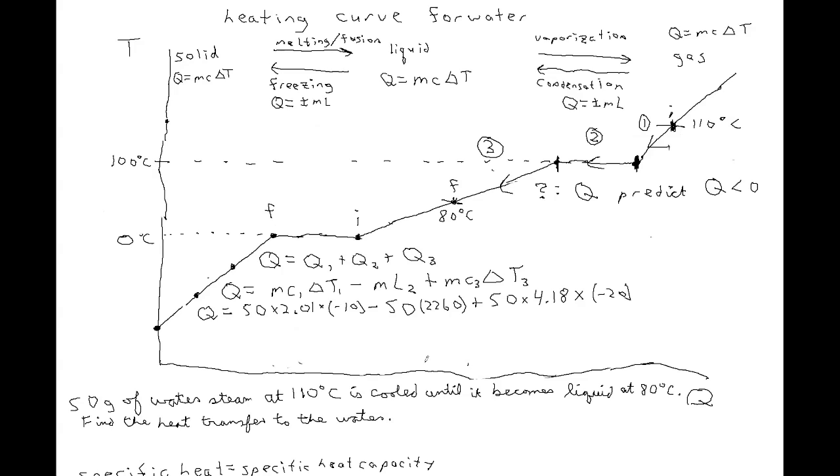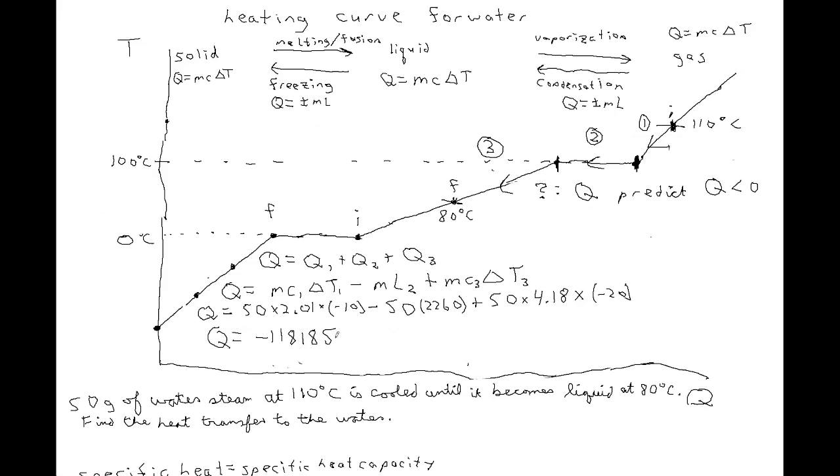Now we just do all the multiplication and add all the individual Q's. Let's do that. And I get a total Q of negative 118,189 joules. Say that one more time. 189. I'm sorry, can you say the whole answer again? Negative 118,189 joules. Okay, sounds good.